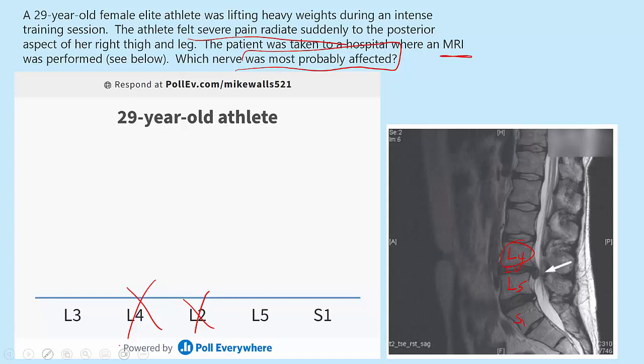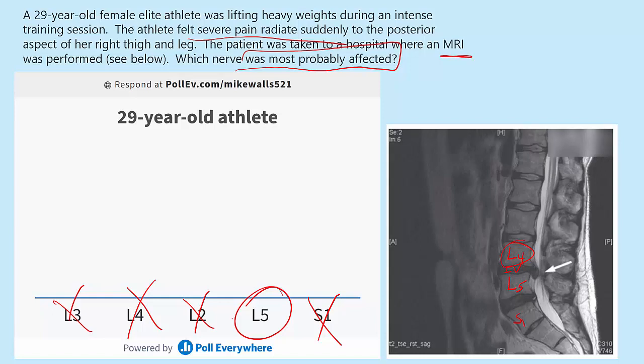So hopefully we can understand it's definitely not L3 either, because that's above the impinged disc. And hopefully we can understand it's not going to be at S1. So of course, L5 should be the nerve that gets compressed at this level. So you do want to get comfortable with learning how to read these MRI images and understanding where a disc can affect a nerve at what level. So hopefully that kind of helps us think these things through.